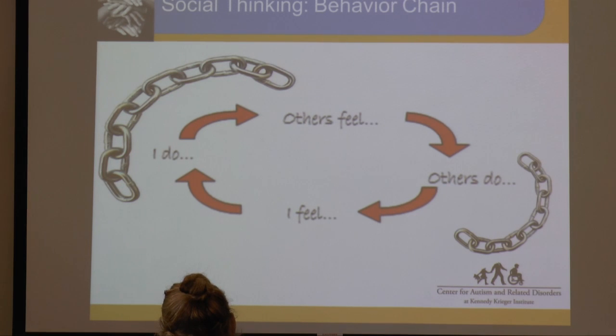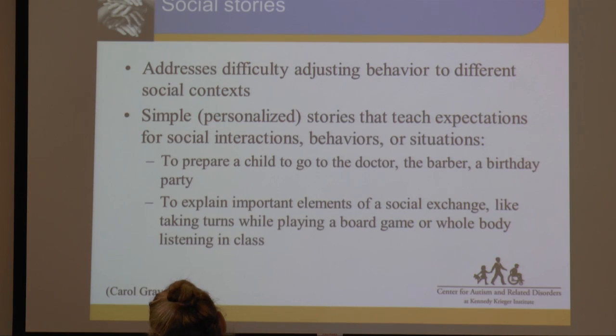So we find that this is a construct that can really help our kids understand not only how other people are thinking and feeling and what they're doing, but also how that has an impact on them. And to help kids understand this sequence of events, we can use social stories and comic strip conversations, both to explain sort of routine situations, as well as more specific situations that may have happened to them.